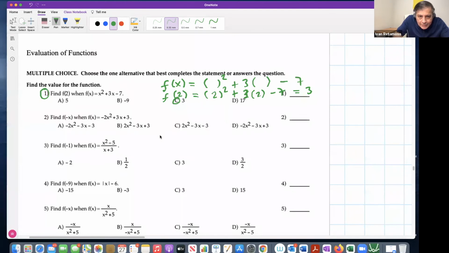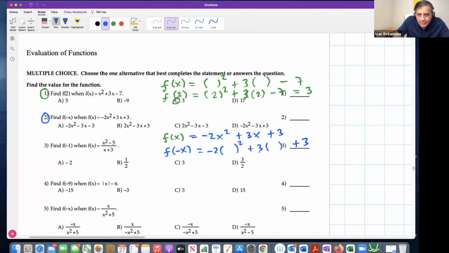Now they say that this is the function. Can you figure out now this one, number 2? f of x equals negative 2x squared plus 3 times x plus 3. And they are asking you to do f evaluated at negative x. Hint, notice x is just a placeholder. This function is telling you, whatever the input is, square it, here multiply it by 3, and then simplify, as we did before.